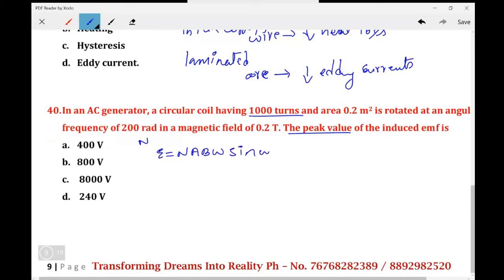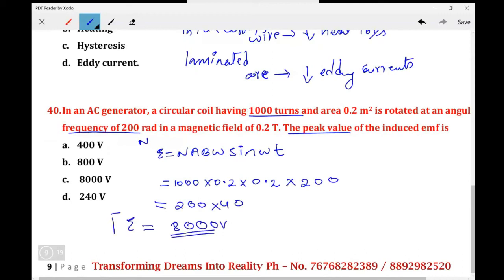So what is N given? 1000. What is the area? 0.2. What is the magnetic field? 0.2. What is omega? That is angular frequency, 200 rad per second. Done. Now multiply 1000 into 0.2 will give you 200. 200 into 0.2 will give you 40. When you multiply this, you will get 8000 volts. A simple straightforward question based on formula.